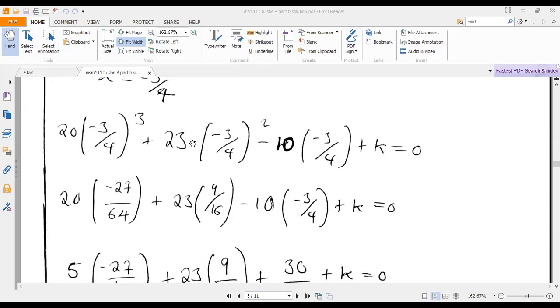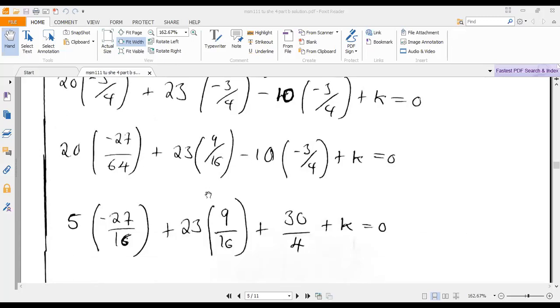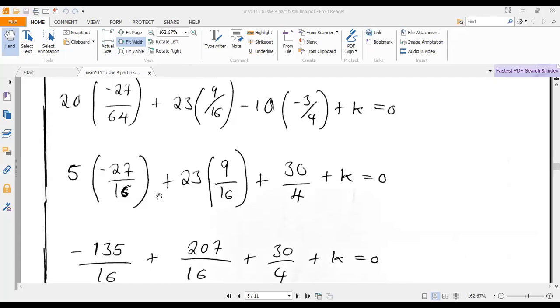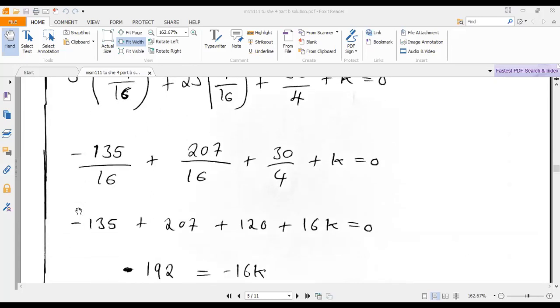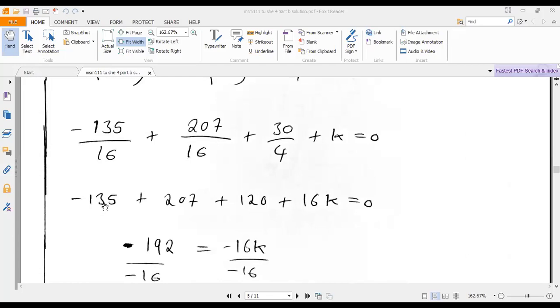Then you find that (-3/4)^3 is just -27/64, plus 23. Then this is the same as 9/16 minus 10. This is just -3/4 plus k is equal to 0. So when you do those simple additions and subtractions, you find that you have something like this down here.